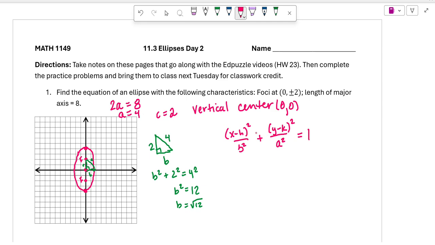So we do know the center is (0, 0). So the numerators of our fractions are x squared and y squared. And then for the denominators, we now have b squared, that's 12, and a squared is 16. So that is our first ellipse.